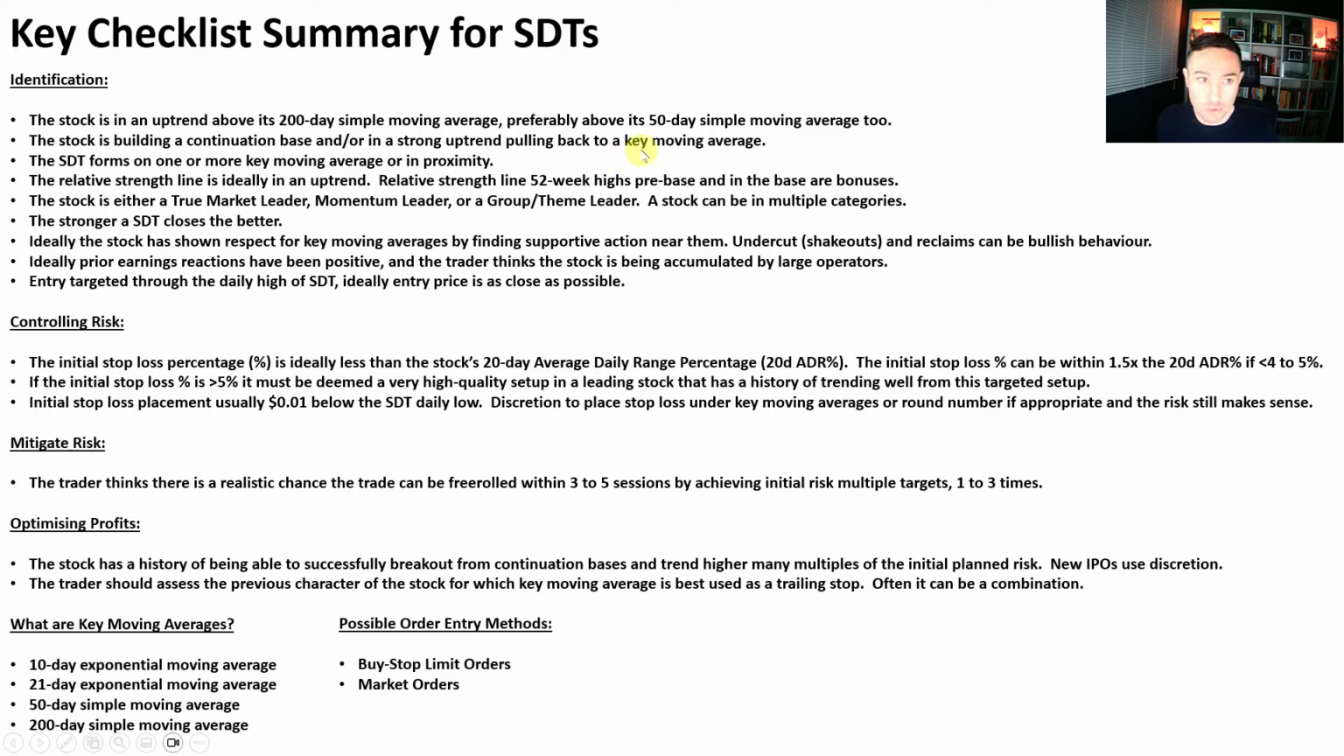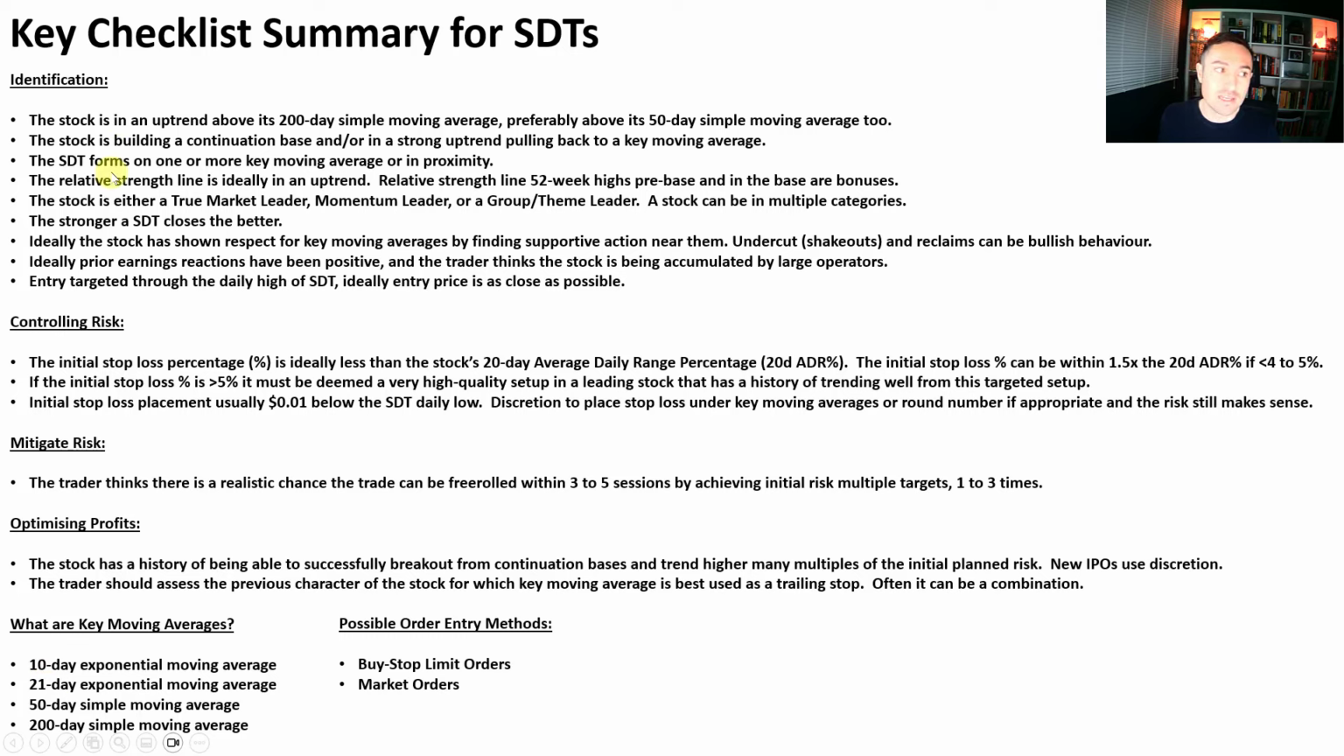Let's talk about these key moving averages while we're here. The key moving averages that I use, there's really 4 of them. It's the 10-day EMA, the 21-day EMA, the 50 SMA, and the 200-day simple moving average. Now, for these pullbacks and these shakeout demand tails, I'm going to be much more so looking for the first 3: the 10-day and 21-day EMAs, and the 50 SMA.